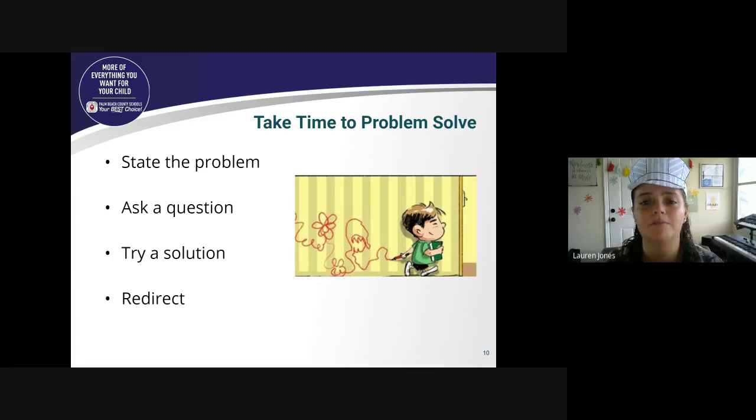So we'll state the problem to our child. I understand that you want to draw on the wall, but that's not a choice. Ask a question. Where are some other places that you might like to draw? Try a solution. Maybe we can go get some dry erase markers and you can draw on the dry erase board, or we can go get some papers from the office and you can color on those. Then redirect. You've given them two choices, let them choose, but make sure you're redirecting to one of those two choices.